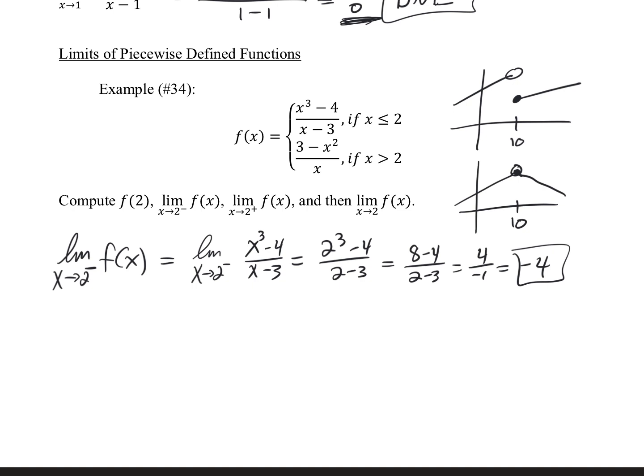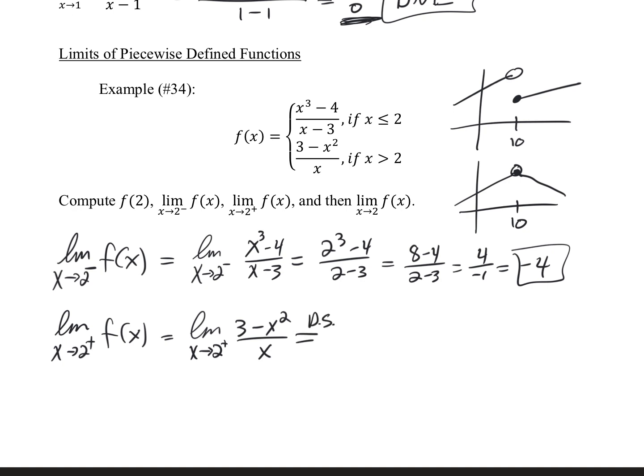Next, let's consider what is the limit of our function as x approaches 2, this time from the right. If you're approaching from the right, x is greater than 2, meaning our x values are to the right of 2. So we are only considering the right part of the function. So I'm going to rewrite this notation using the right part of the function. We have the limit of 3 minus x squared over x, as x approaches 2 from the right. So we're plugging 2 in for x using direct substitution.